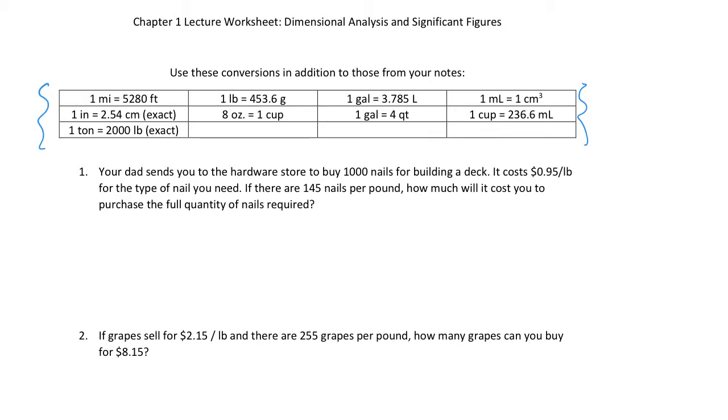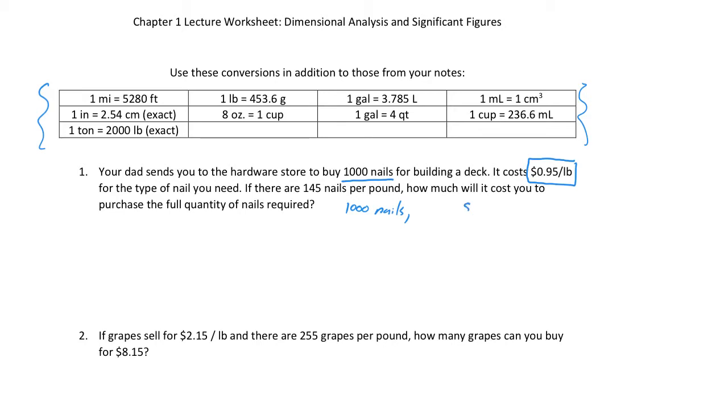So what we're going to do first is read through this, and I'm going to try to point out some of the figures that we're given, and then we're going to try to figure out what they can be used for in dimensional analysis. So the first numerical thing we run into is the 1,000 nails. Okay, so I'm going to write that over here. We have 1,000 nails, and that's what's needed. Okay, let's see what else we have. It costs, and it says here, dollars per pound. It's 95 cents per pound.